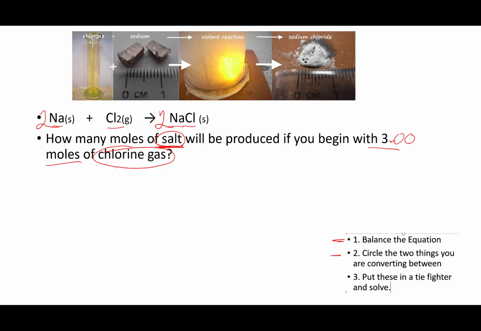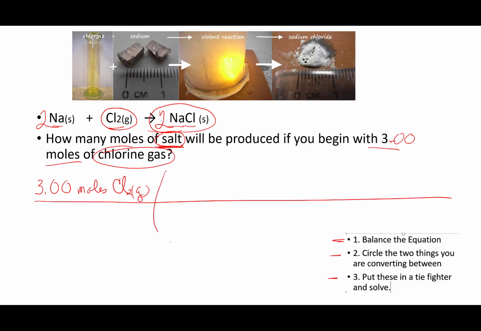So those are the 2 things I'm going to circle in my balanced equation, chlorine gas and sodium chloride, which is table salt. Put these into a TIE fighter and solve our equation. So we're going to start with 3 moles of chlorine gas. So we've got our 3 moles of chlorine gas. Nice straight line. Start with our TIE fighter. We are going to get rid of chlorine.